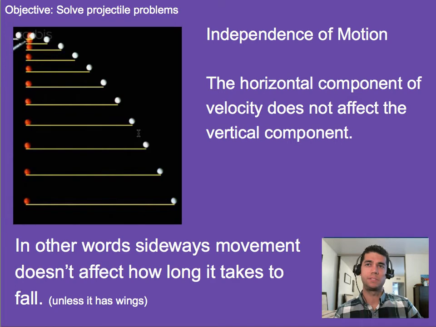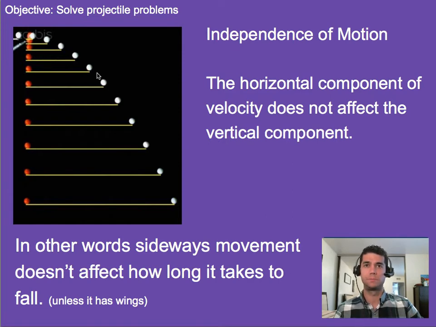Okay, last time we talked about this idea of the independence of motion, the idea that if something is falling and something is moving sideways and then also falling, that they still fall at the same rate. So we've got a white marble here that falls in just the same amount of time as a red marble being dropped, simply because gravity isn't affected by sideways movement, assuming it doesn't have wings or some sort of flight capabilities.